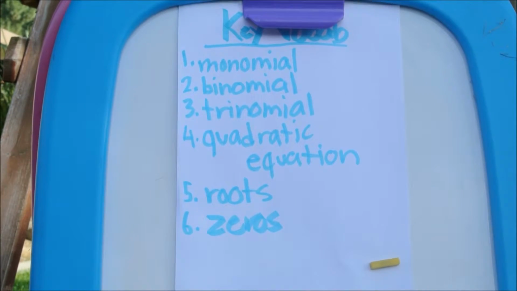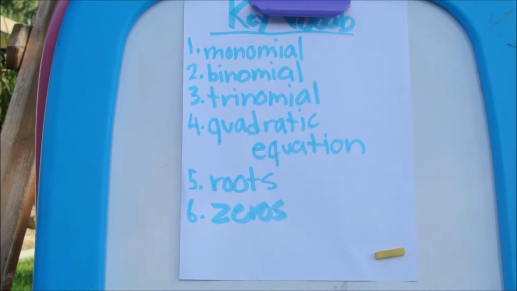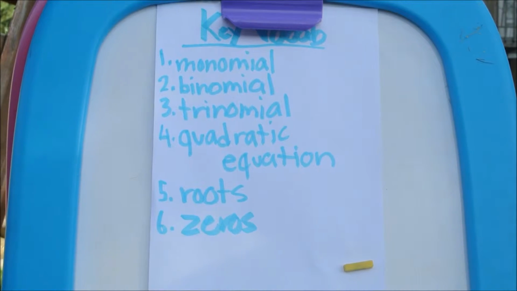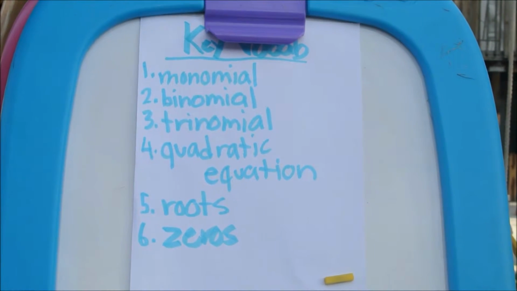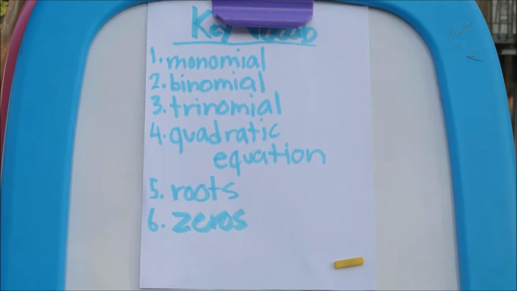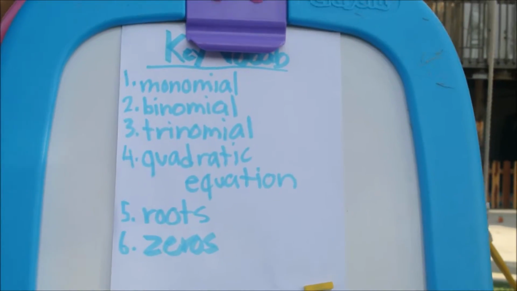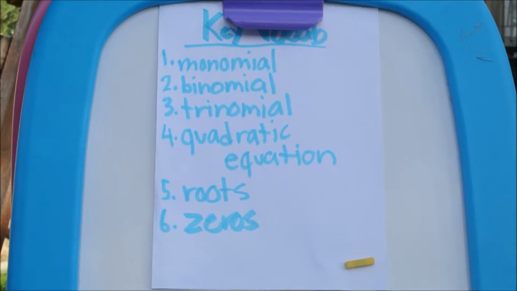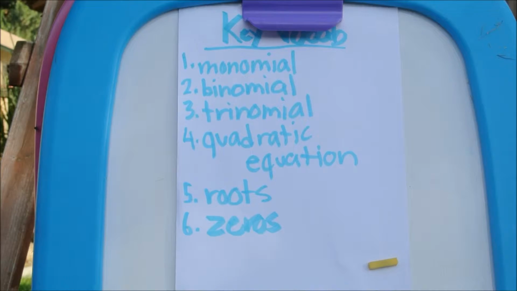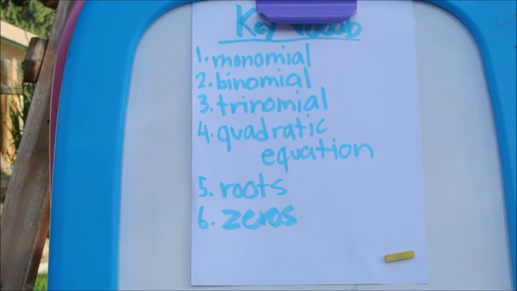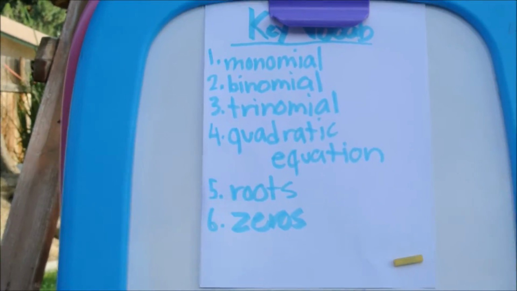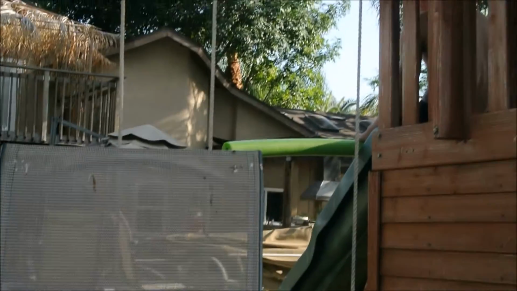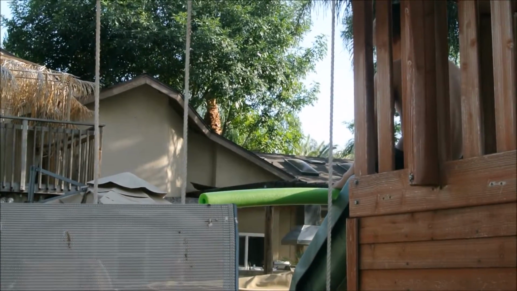monomials. 4. Quadratic equation. A quadratic equation in one variable can be written in the form ax squared plus bx plus c equals 0, where a does not equal 0. This is called the standard form of the equation. 5. Roots. The solutions of a quadratic equation are called the roots of the equation. 6. Zeros. In lesson 4.2, you learned that the x-intercepts of the graph of y equals a(x minus p)(x minus q) are p and q. Because the function's value is 0 when x equals p and when x equals q, the numbers p and q are also called zeros of the function.